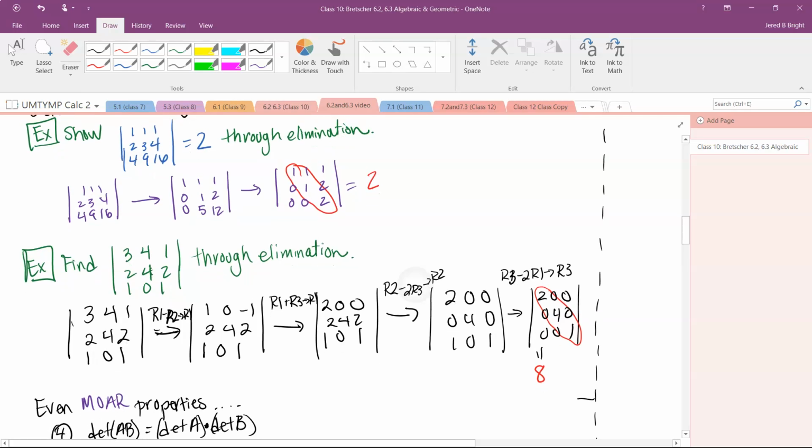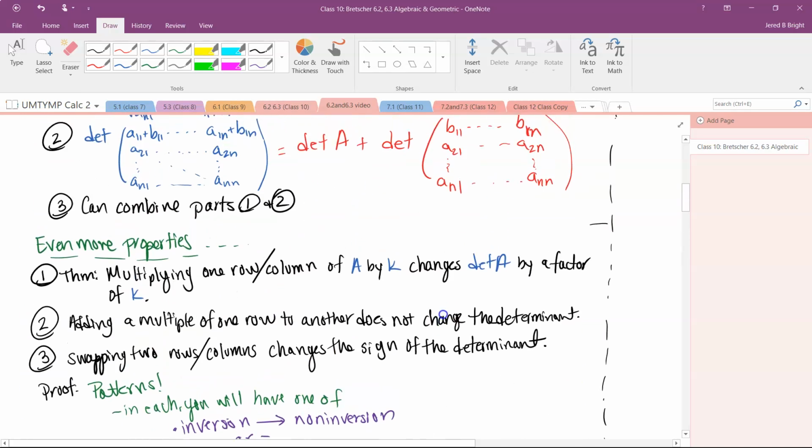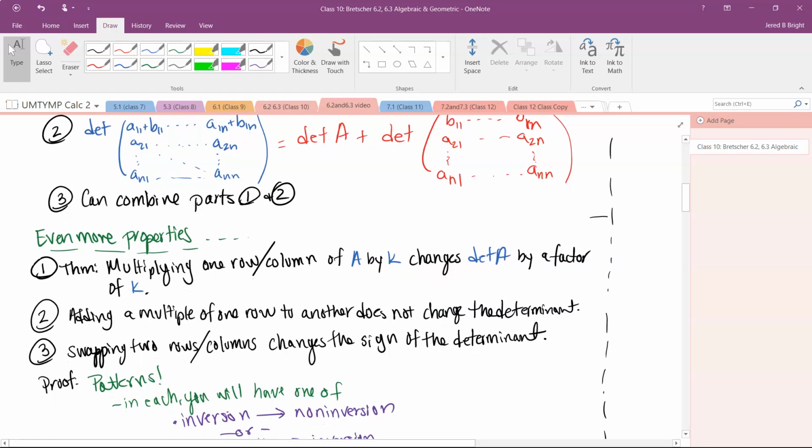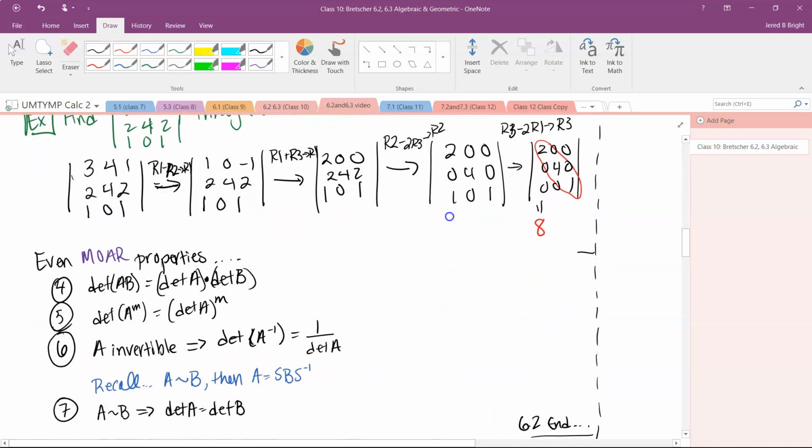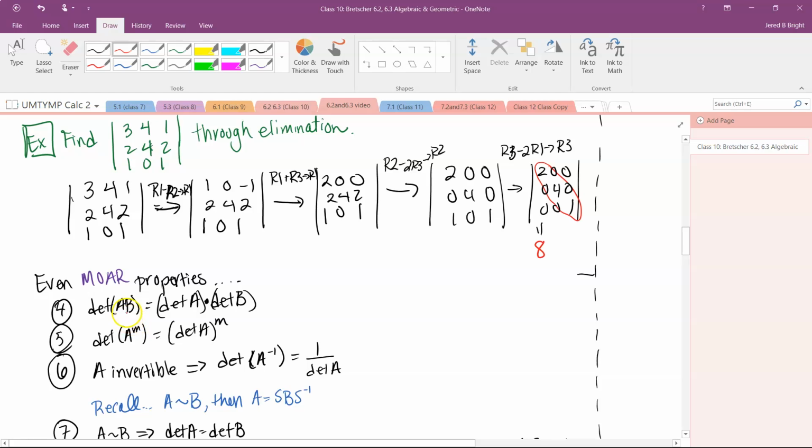Now, some other handy properties. In addition to thinking about how row operations change the determinant, if we have the determinant of a matrix product, we can take the determinant of each matrix and multiply those determinants together. If we have an exponent on a matrix, it's the determinant of the matrix, and then to that exponent. And if it's invertible, the determinant of the inverse matrix is 1 over the determinant of the matrix that isn't inverted.